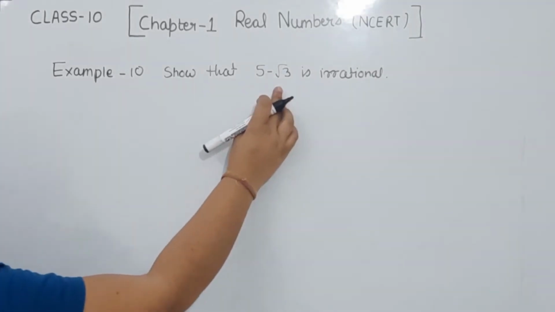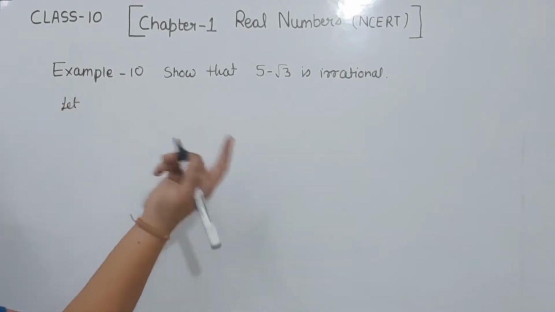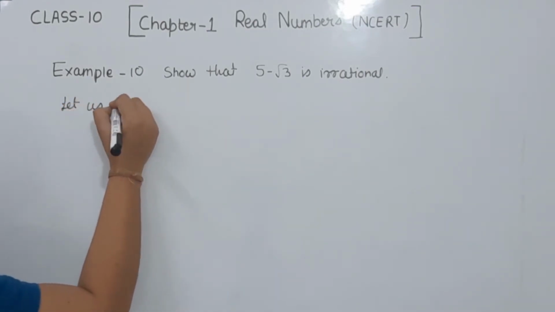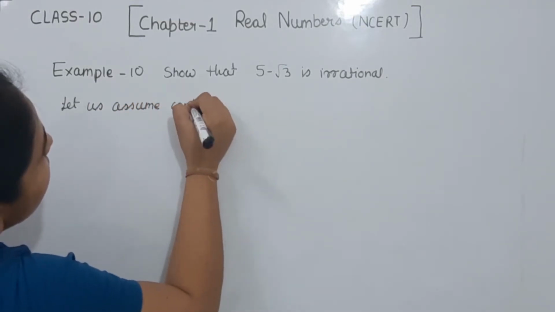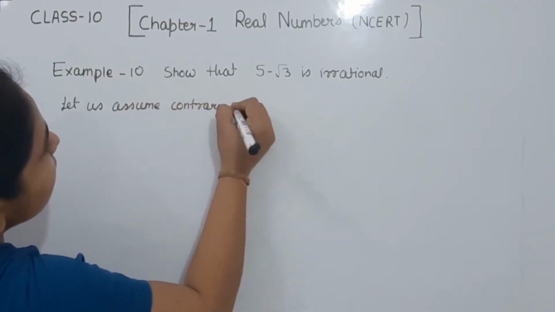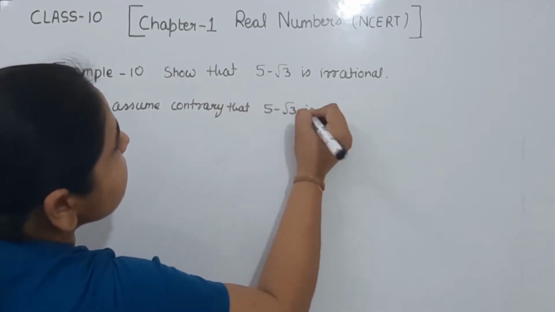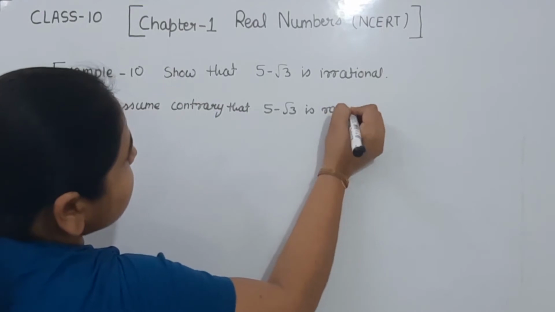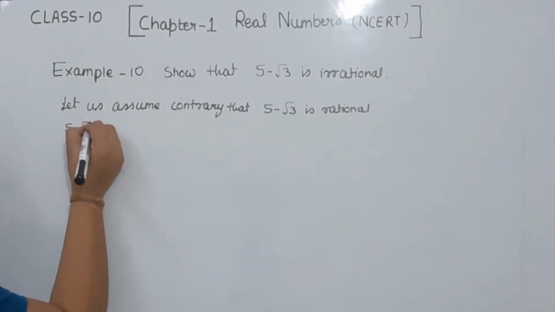Show that 5 minus root 3 is irrational. So we are going to assume the opposite of what we have been given. Let us assume, to the contrary, that 5 minus root 3 is rational.